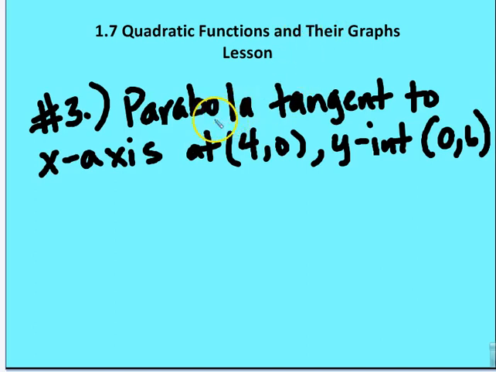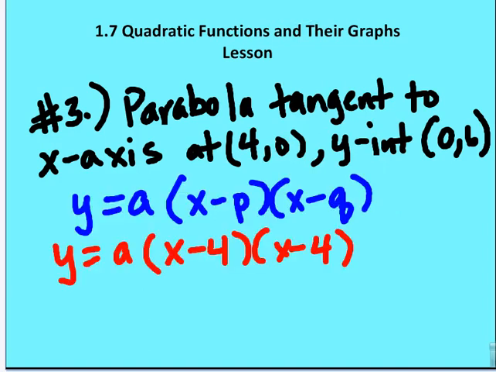Okay, last one. I have a parabola that's tangent to the x-axis at 4, 0, and the y-intercept is 0, 6. So we know that this is a graph where my parabola faces up because the y-intercept is positive, and the vertex touches at one point. All right, so in this case, we're going to use the intercept form.